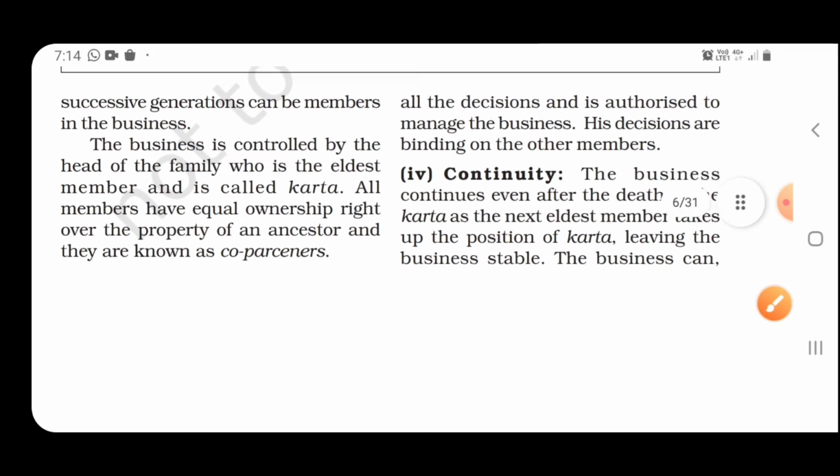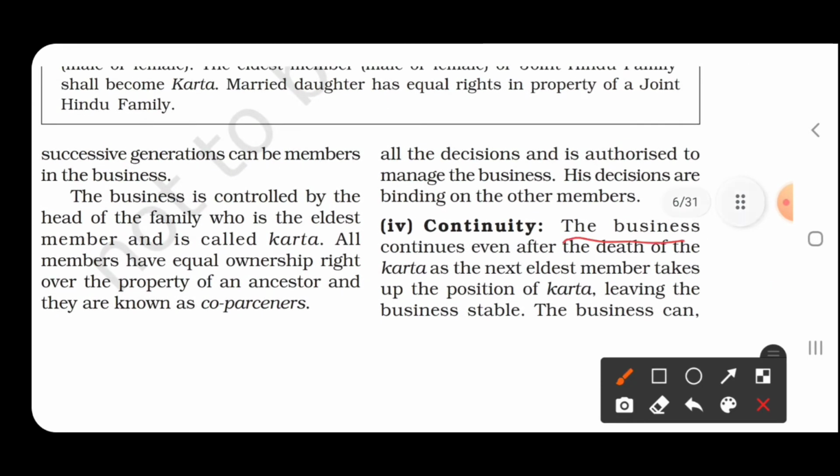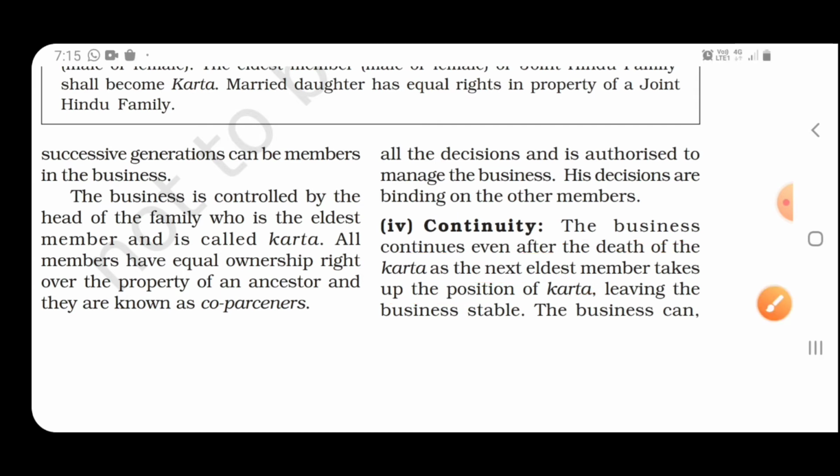The fourth one is continuity. The business continues even after the death of the karta, as the next eldest member takes up the position of karta. Since there are many members in the family and more than one person is carrying on, if one person dies, the next elder member will be ready to carry out the further business activity. So it is a continuous activity. Continuity is there.